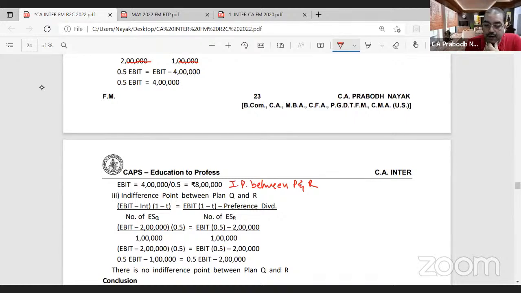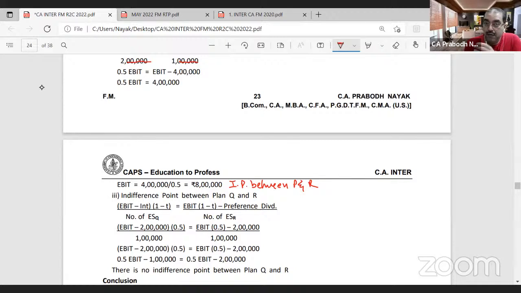Q is having debt, so EBIT minus interest net of tax, upon the number of equity shares in Q. R is not having debt but having preference dividend, so EBIT net of tax minus preference dividend, divided by the number of equity shares in R. EBIT minus interest of 2 lakhs into 1 minus T, 0.5. EBIT into 0.5, 1 minus T. Preference dividend is 2 lakhs. And this is EBIT minus 2 lakhs into 0.5.